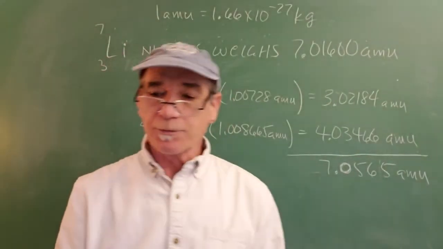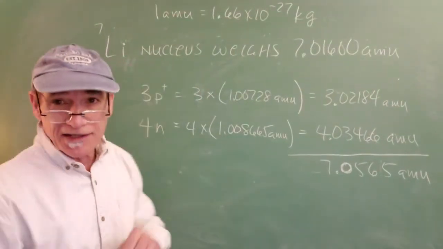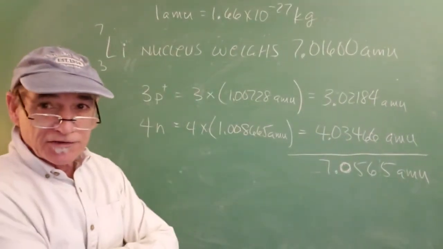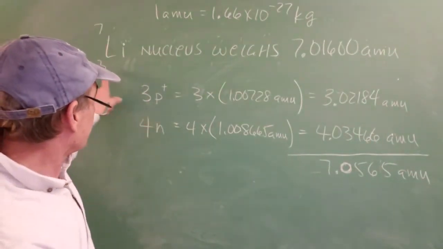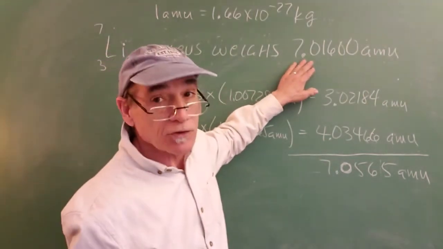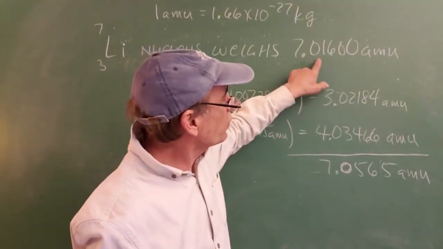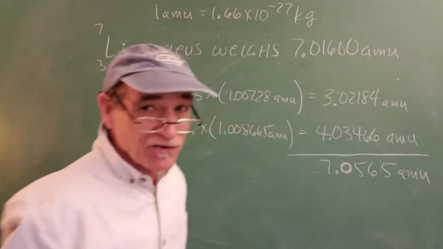Okay, so here's a typical binding energy problem. Suppose we look at a stable isotope of lithium, lithium-7. Well, lithium-7 contains 3 protons and 4 neutrons, and its nucleus weighs, according to the mass spectrometer, 7.01600 AMUs, all the way out 5 decimals.